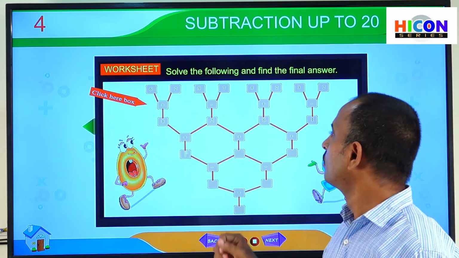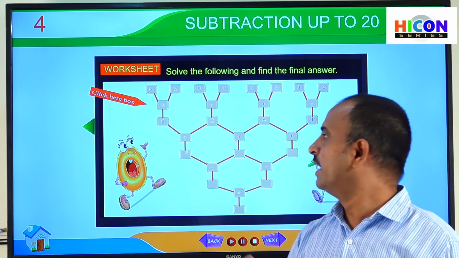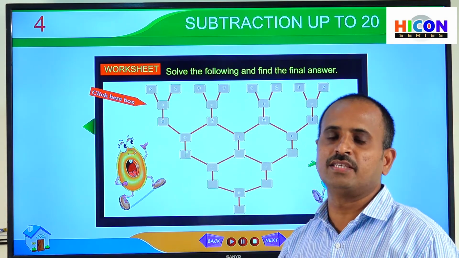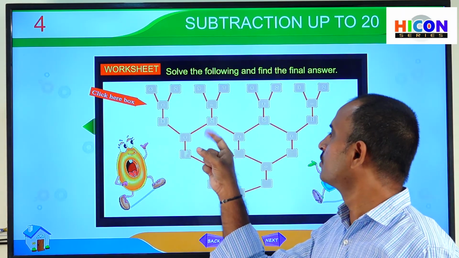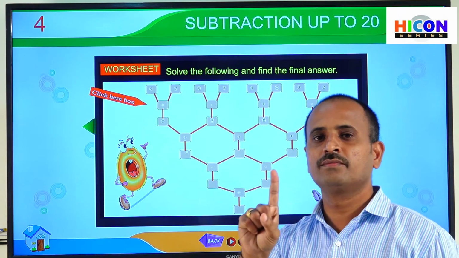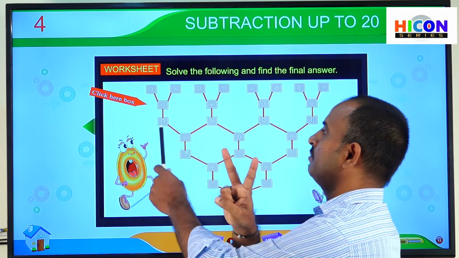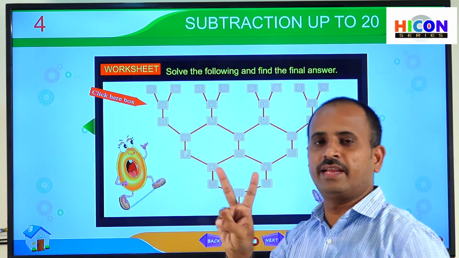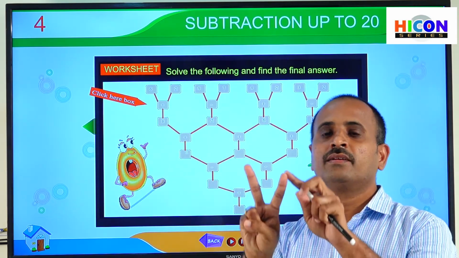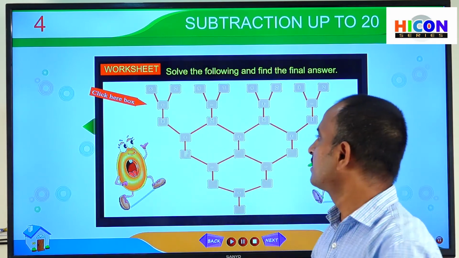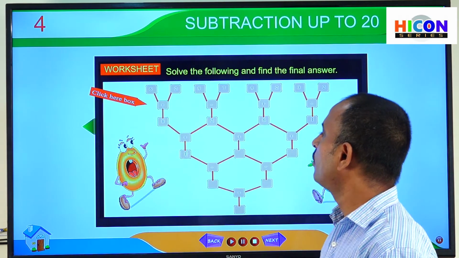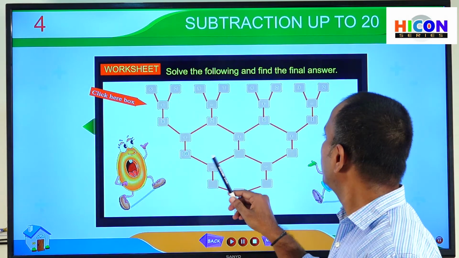So open 2 fingers of your hand. In addition, we have to open fingers equal to the second number. Second number is 2. So open 2 fingers, 1 and 2. So start counting from the first number. After 8 we will get 9. So start counting from 9. 9, 10. So the answer is 10. Write 10 in this box. Now go to the next one.